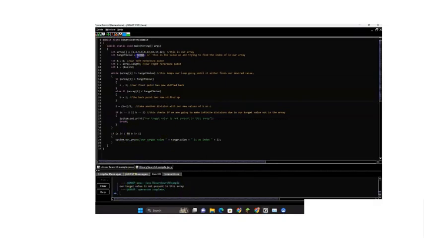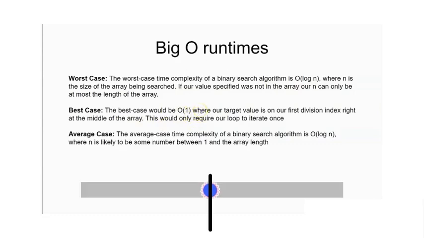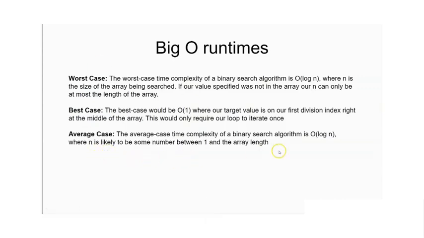Perfect. Okay, great. Now, what are our runtimes for this? So the worst case time complexity of a binary search algorithm would be O of log n, where n is the size of the array being searched, and if our specified value is not in the array, our n can only be at most the length of the array. So the best case would be, once again, O of 1, but that would mean that our target value is directly in the center of the array, since I would land on the first division. And the average case would be O of log n, where n is likely to be some number between 1 and the array length.